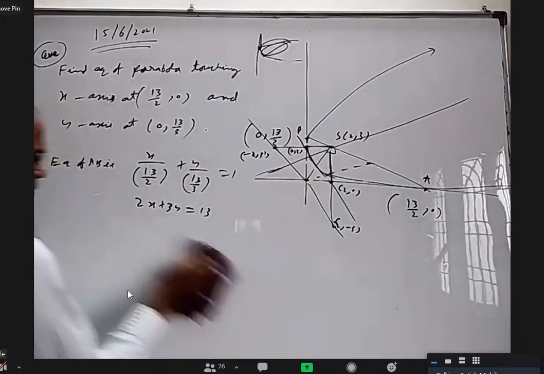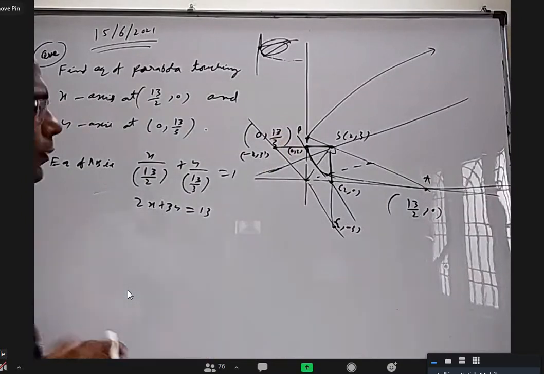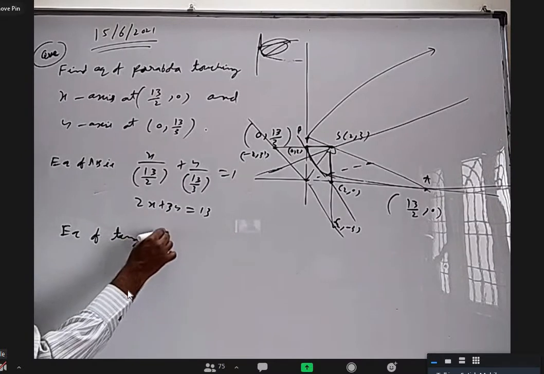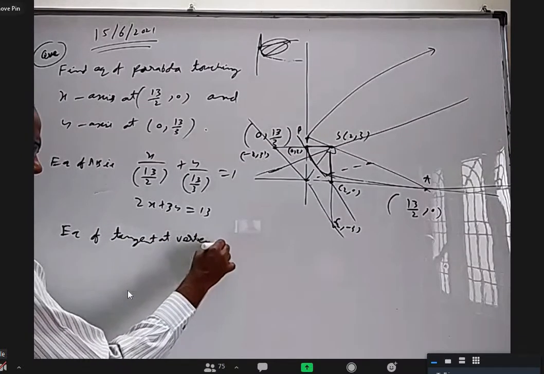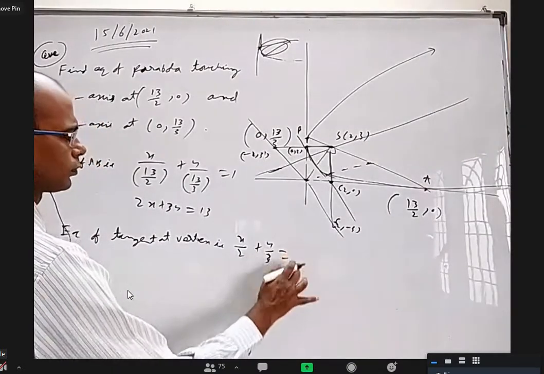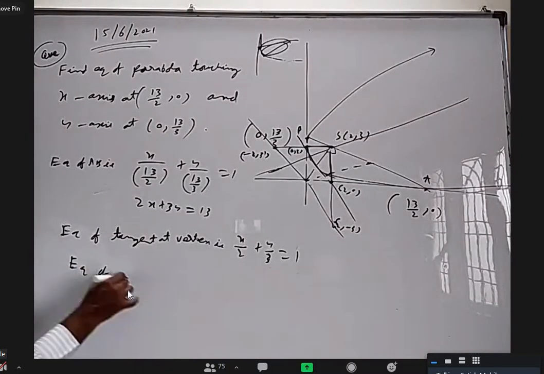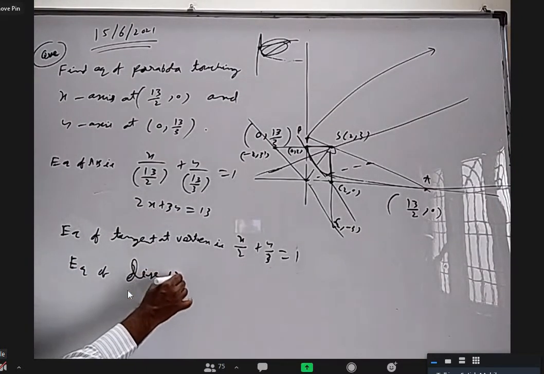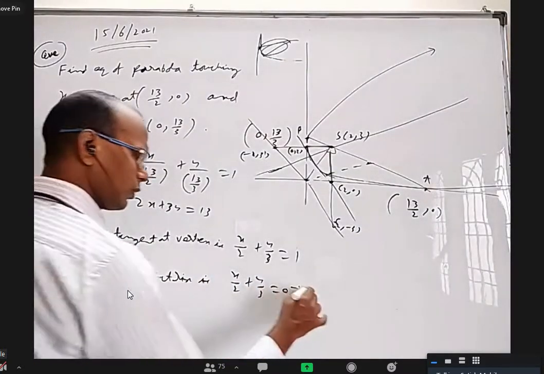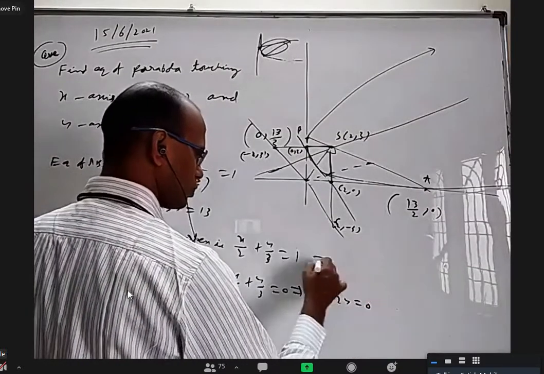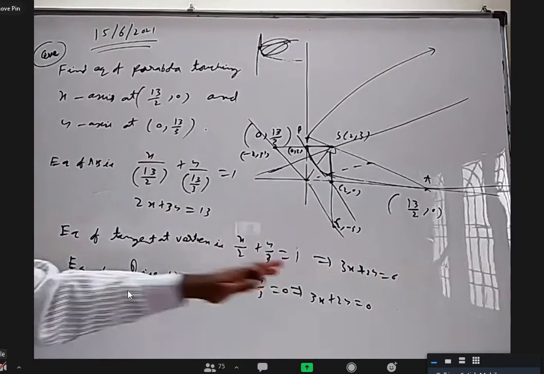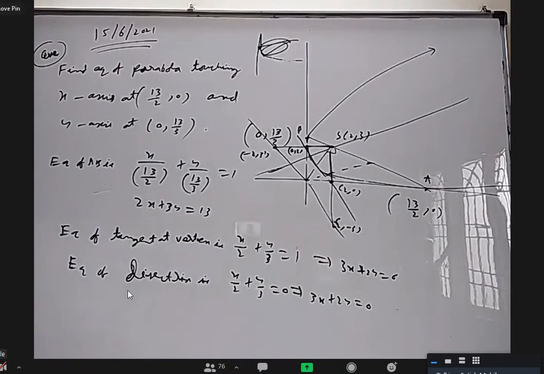So we found the focus. I'm not writing every step because I wrote it in the figure only. Equation of tangent at vertex is x/2 + y/3 = 1. Equation of directrix is x/2 + y/3 = 0, that is 3x + 2y = 0. This is 3x + 2y = 6. So we know the focus and we know the directrix. We can find the equation of the parabola.